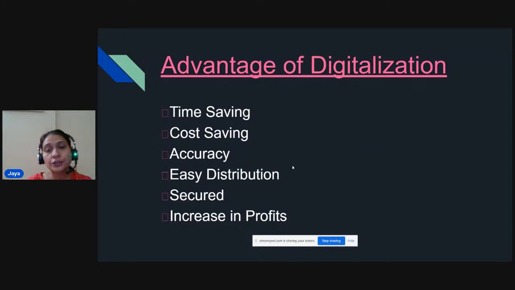Now, what are the advantages of digitalization? We have read about the difference between a traditional method and a digital tool. The advantages are time saving, cost saving, accuracy, easy distribution, security, and increase in profits. These points come hand in hand. When I say time saving, you can sit in any place and order or purchase any product you want. Cost saving: if you are not going from one place to another for a particular product or brand, you can save that time and you can save the cost.